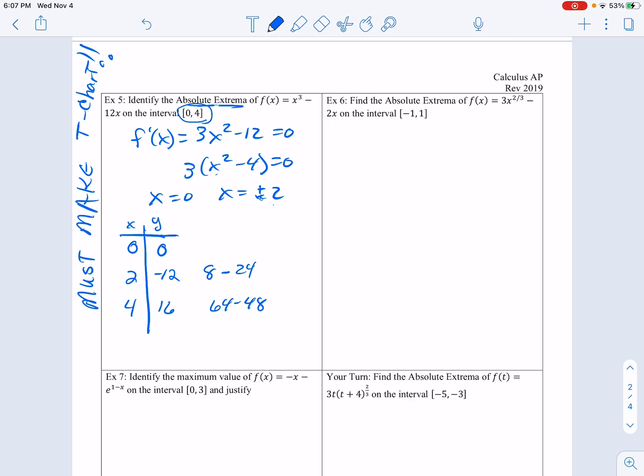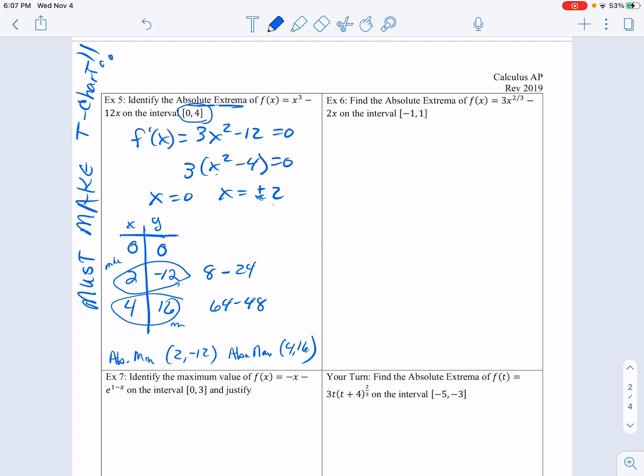All right, so the absolute extreme of this is the min. This is the max. But you're not going to do that because you're not lazy. You're going to say the absolute min is 2 comma negative 12. Absolute max 4 comma 16. Okay? All right, this one.